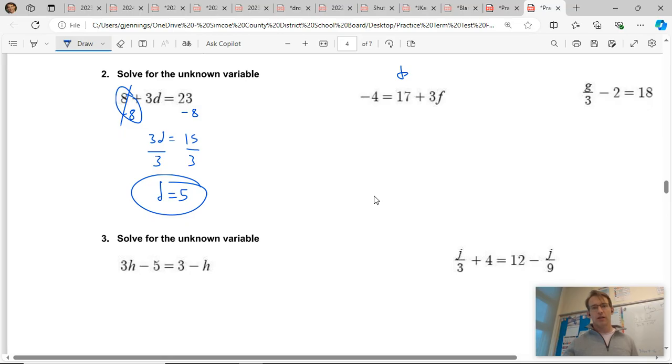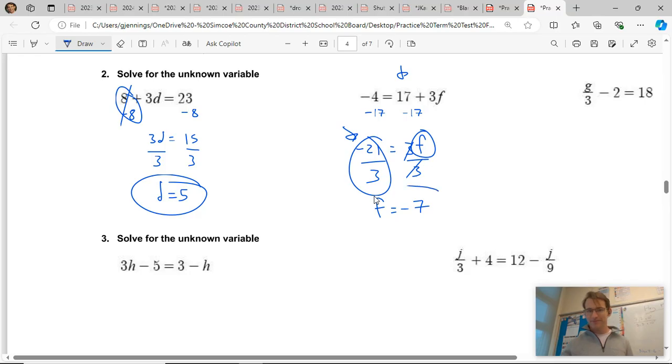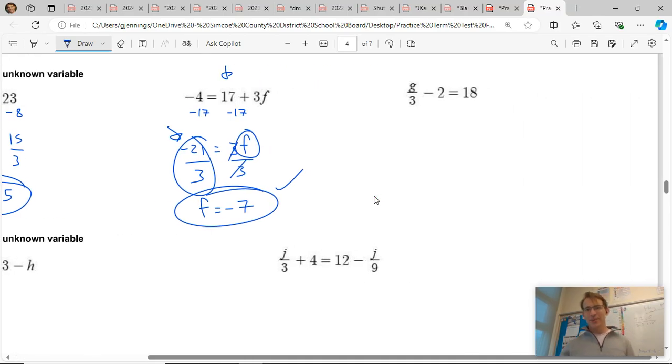Over here, well, I can subtract 17 from both sides. Gives me negative 21 is equal to 3f. And then I divide both sides by 3, because division is the opposite of this multiplication. And I get f is equal to negative 7, because that's what that is. F is equal to negative 7. Circle it. Final answer.